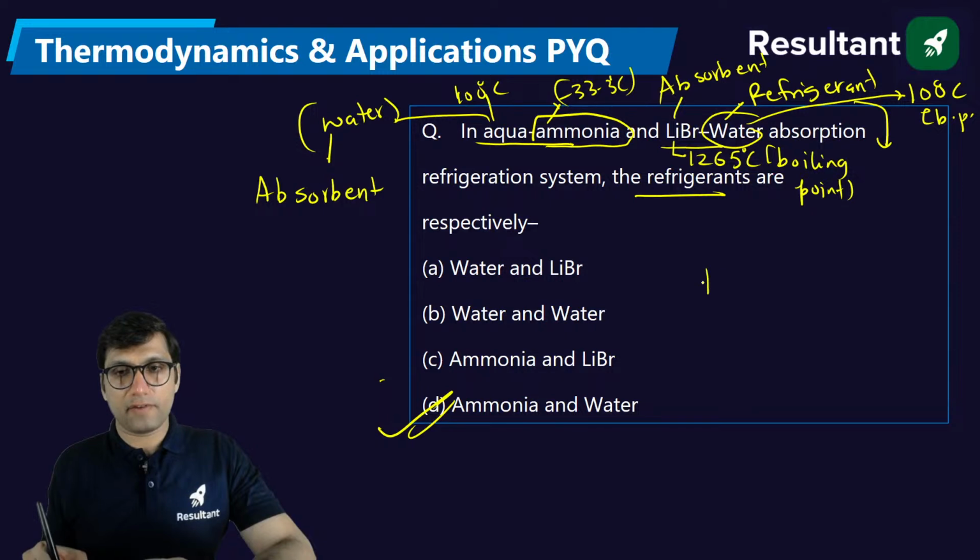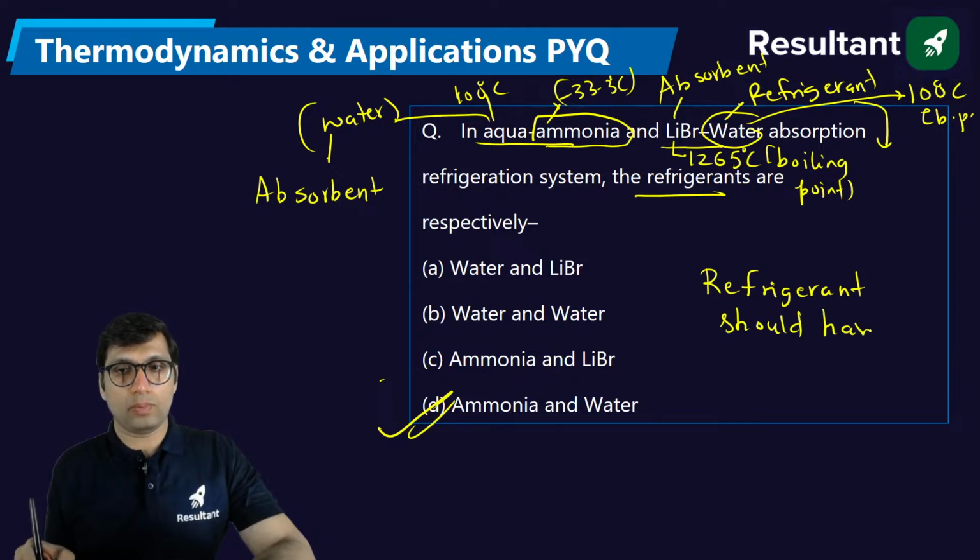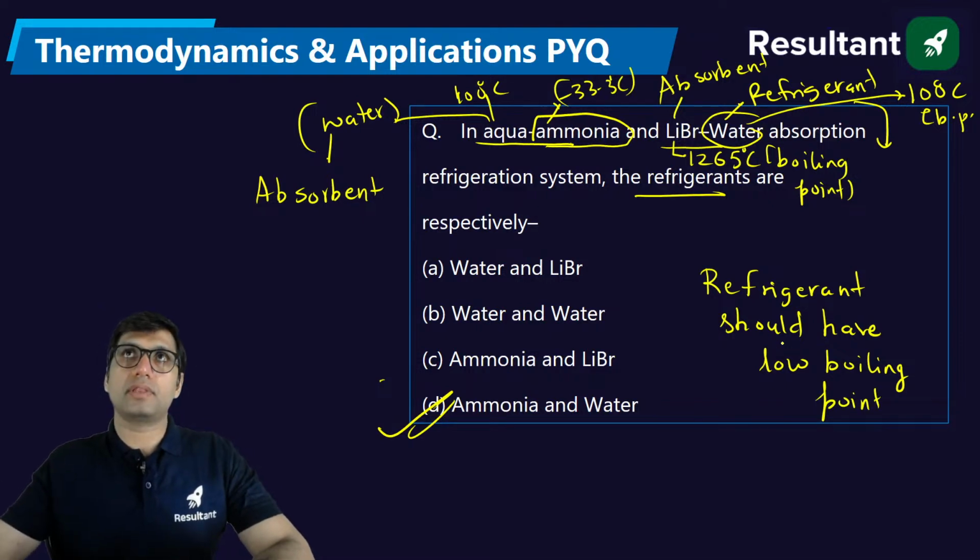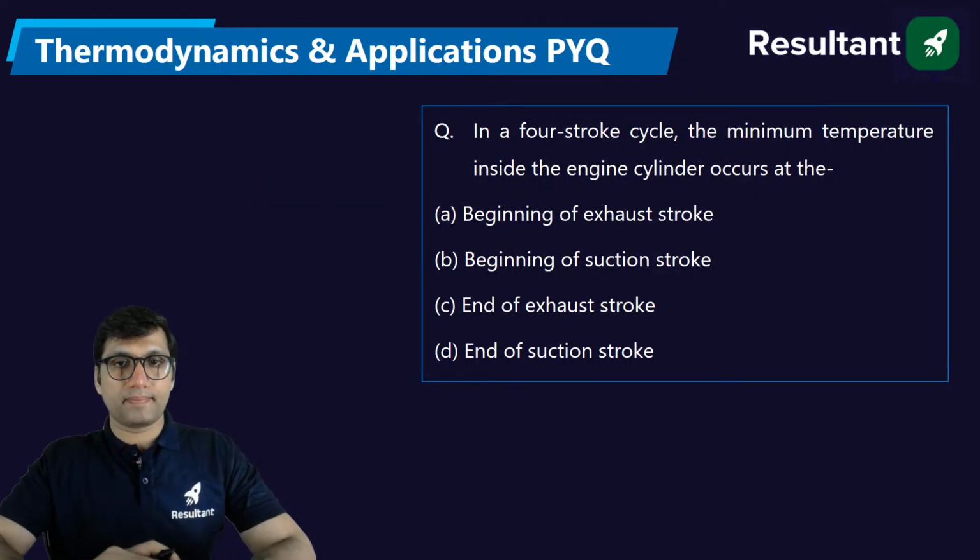The criteria is that the refrigerant should have a low boiling point. Whichever has the low boiling point will be the refrigerant. If you see both systems, in one system ammonia has the low boiling point, so it is definitely going to be the refrigerant, and here water has a low boiling point compared with lithium bromide, so water will be the refrigerant for the lithium bromide system.